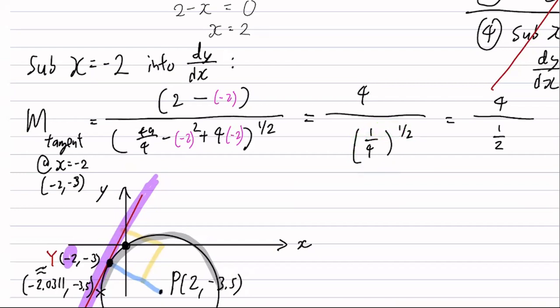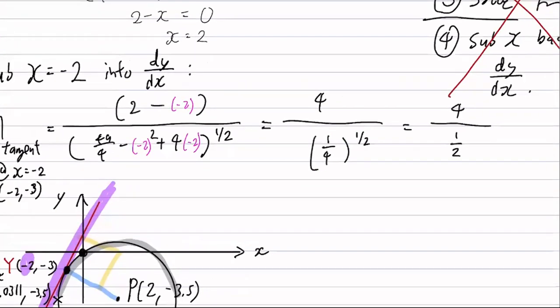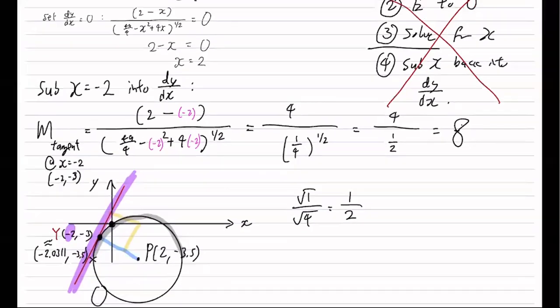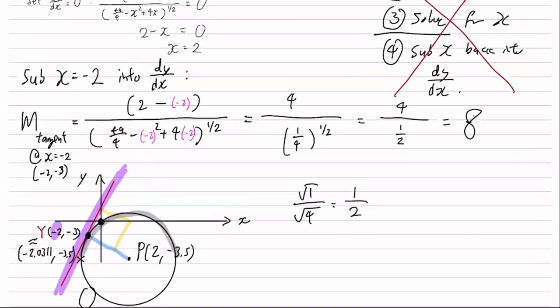Half. 1 over 16? No. Square root, power half, not 2. Yeah, I mean 1 over 2. Square root 1 over square root 4, which is 1 over 2. So 4 divided by half is, oh my goodness, 4 divided by half is 8. Gradient of the tangent found, 8.